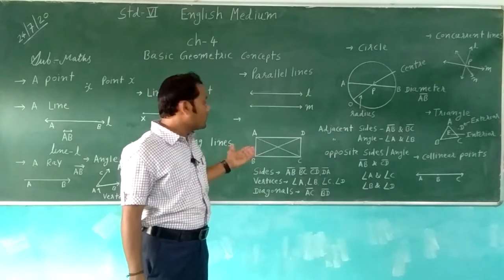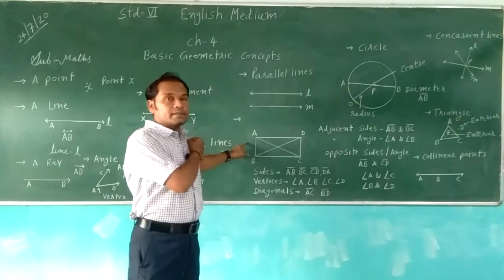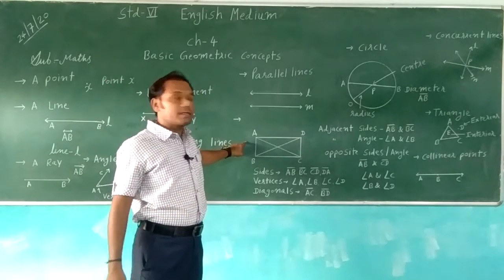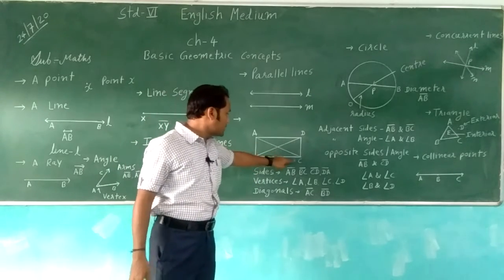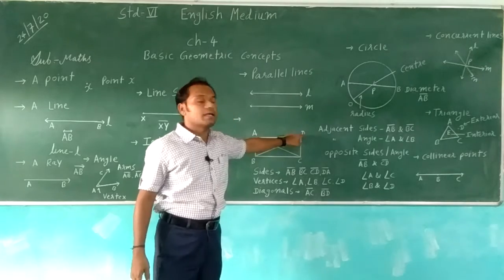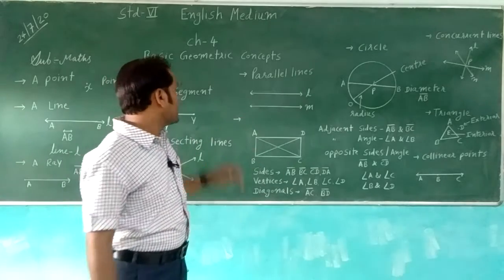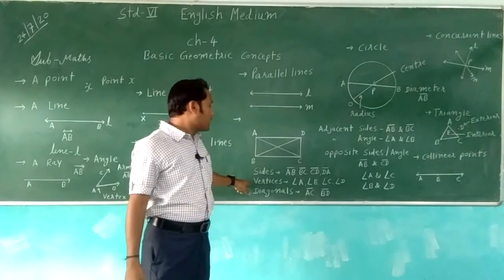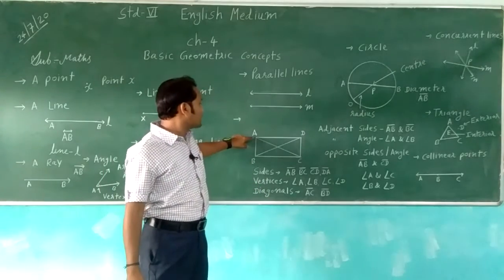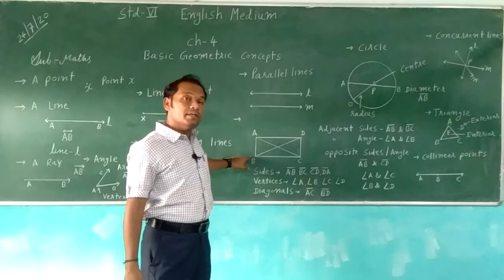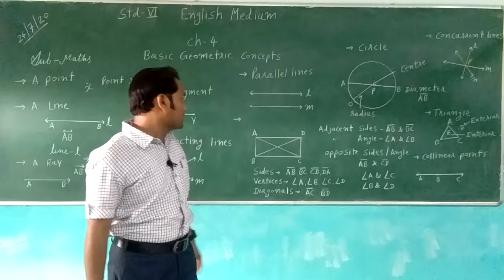So the rectangle is a closed figure, and we can see that there are four sides of a rectangle. The sides are side AB, side BC, side CD, and side DA. These four are the sides of this rectangle. Vertices means angles. So here four angles are there: angle A, angle B, angle C, and angle D. Those four are the vertices.